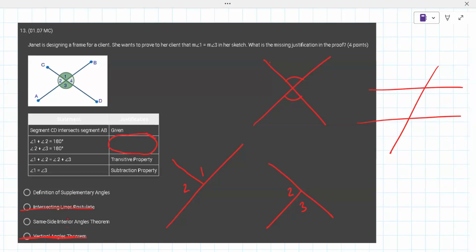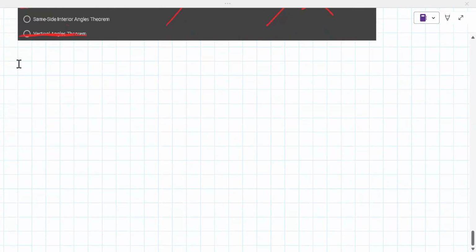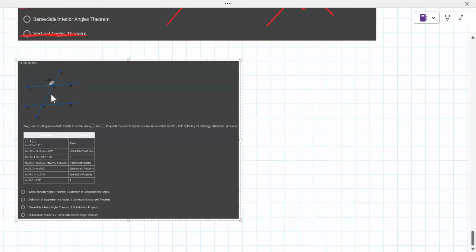Do you have parallel lines in this picture? Wait, no, not that one, the one I did, but I'm asking about this one. Are there parallel lines? No, there's not. Okay, so it must be the definition of supplementary angles. All right. Yeah, my bad. I was looking at the other one.